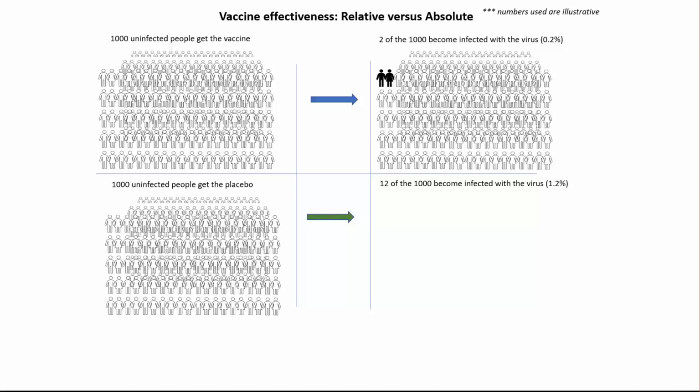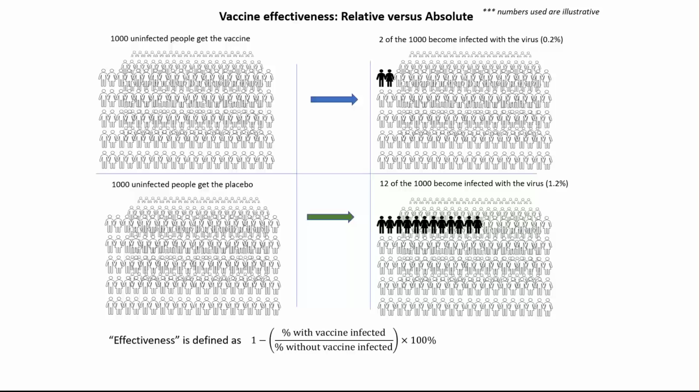That's 1.2%. Now, as we know, effectiveness is defined as 1 minus the percent with the vaccine infected, divided by the percent without the vaccine or with the placebo infected, times 100%. And in this case, that's equal to 1 minus 2 over 12 times 100, which is 83%. So the vaccine is considered to be 83% effective.